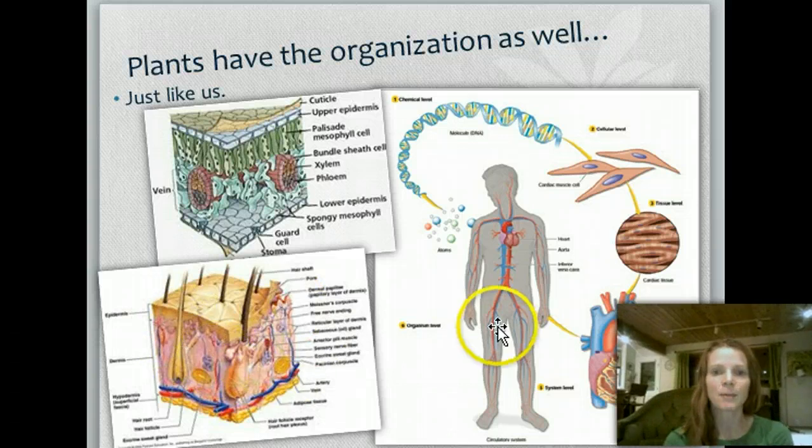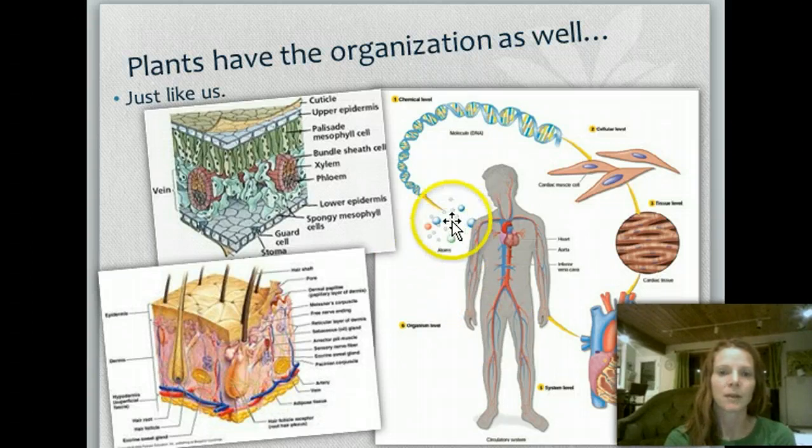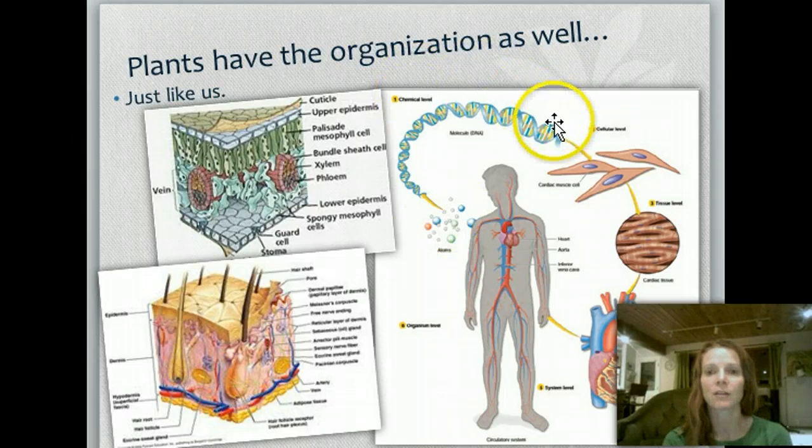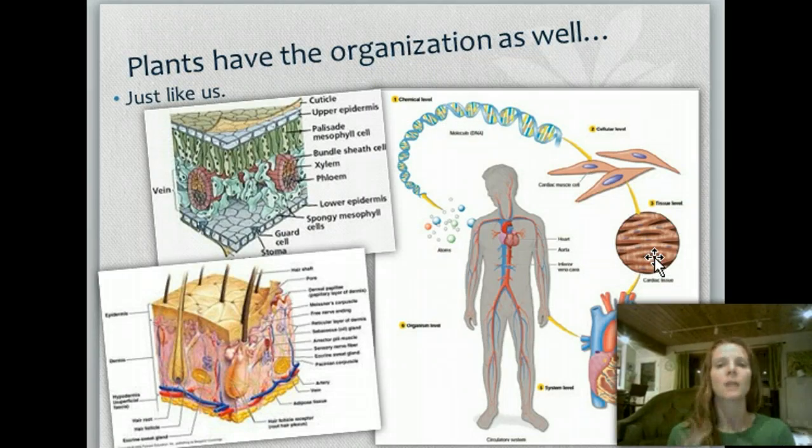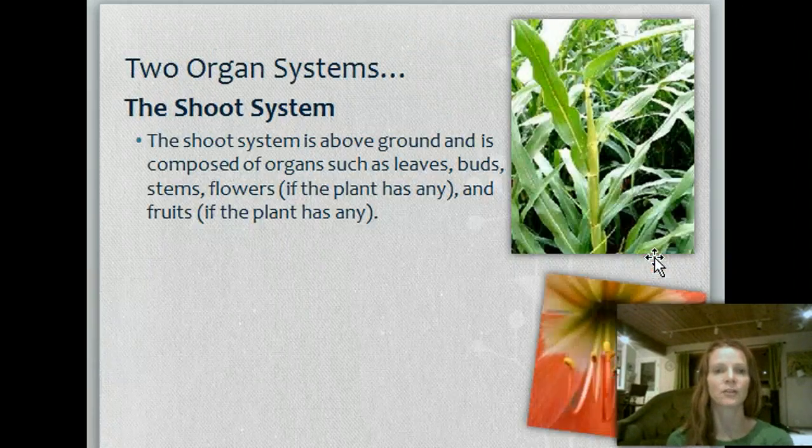Okay, and then the same organization that we have as a human, where we start off really small with atoms, okay, and then we put atoms together and we have molecules. Molecules come together to form DNA and cells. Cells come together to form tissues right here. Tissues come together to form organs. Organs form organ systems. Organ systems form organisms, okay? You get the picture. Plants have that same level of organization, okay? So I just want you guys to understand that.